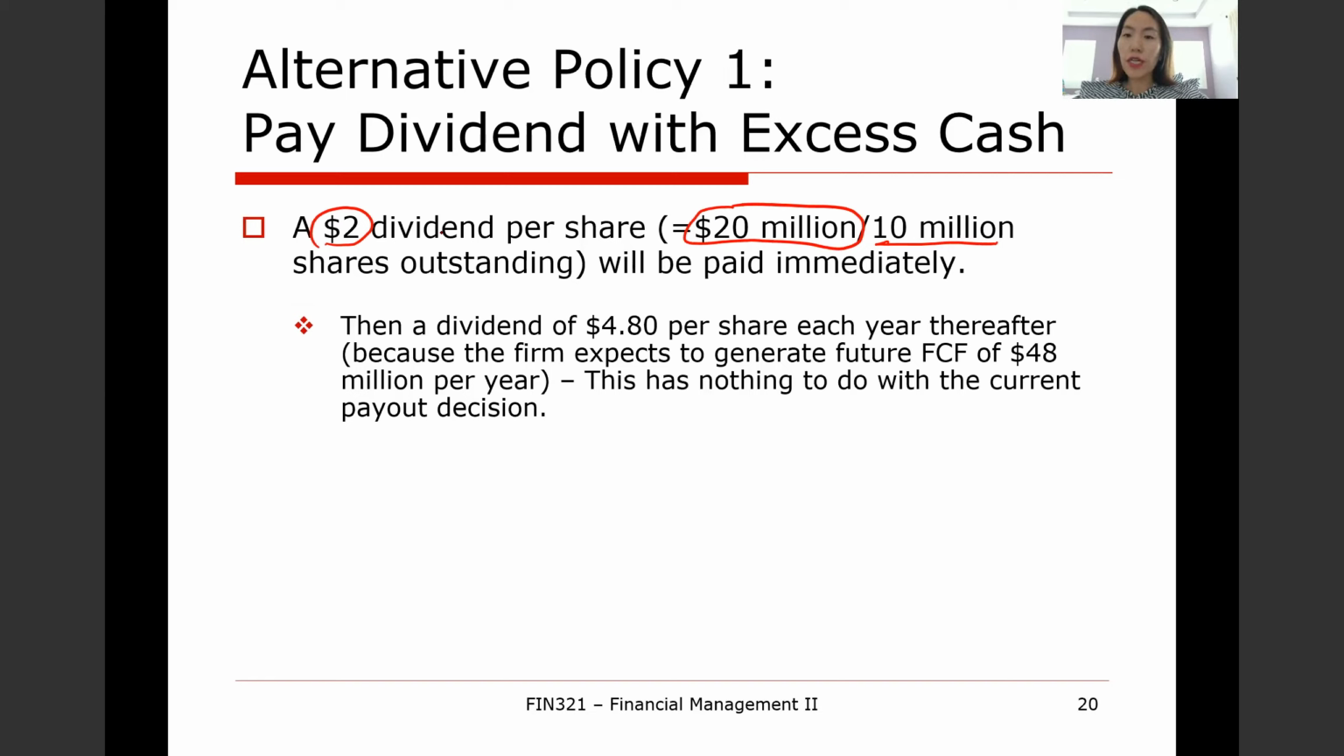This is because the firm expects to generate future free cash flows of $48 million per year, and this $48 million will once again be evenly distributed over 10 million shares outstanding in each of the future years. So this future payout policy has nothing to do with the current payout decision.